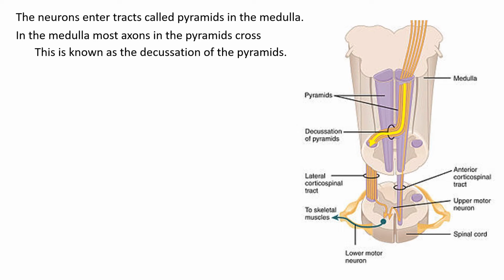We could say that in our pain pathway, that second order afferent decussed to the contralateral side. Just means crossing over. So this is a crossing over of these tracts called pyramids within the medulla.